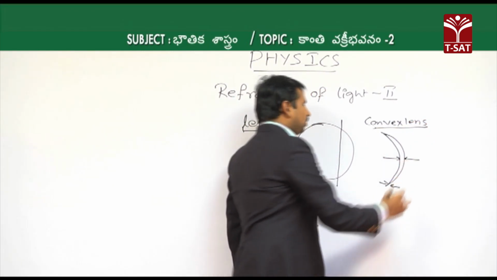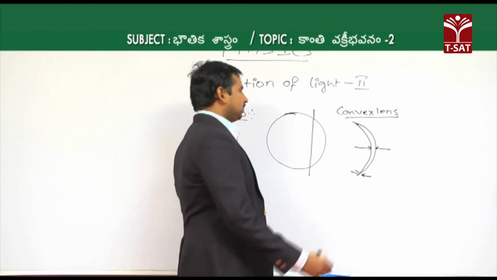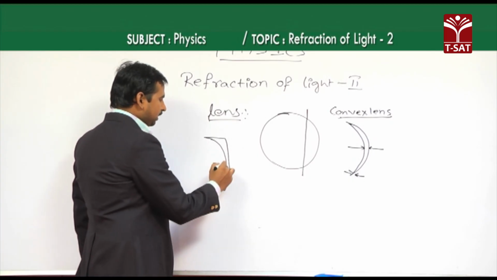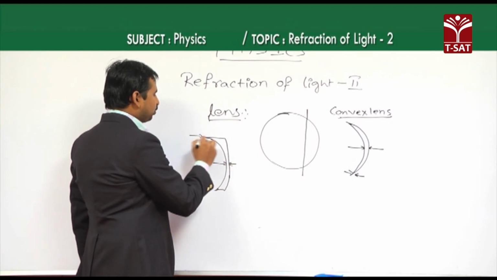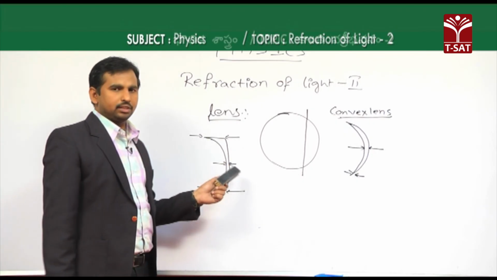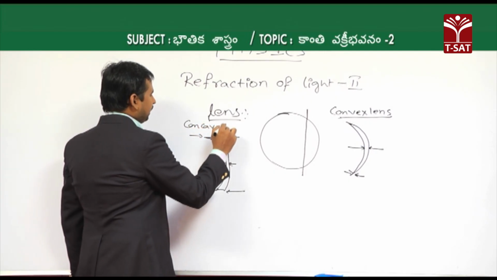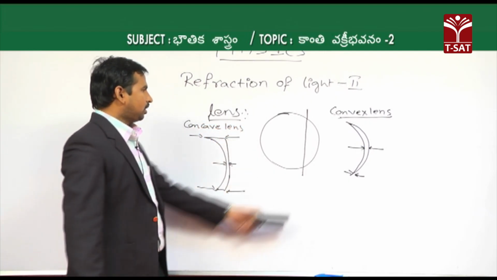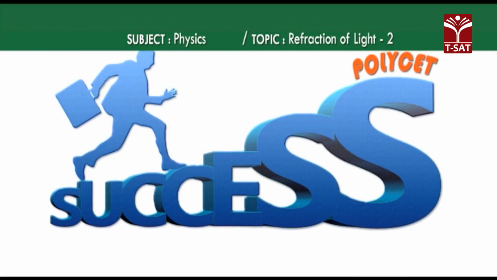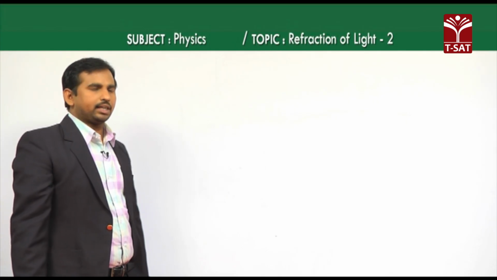Now, if you take the lens such that the thickness is less in the middle, whereas the thickness is more at the edge, this type of lens is called a concave lens. This is a convex lens and this is a concave lens. Now we will see the refraction in a convex lens and a concave lens.